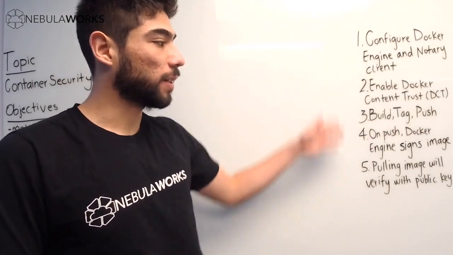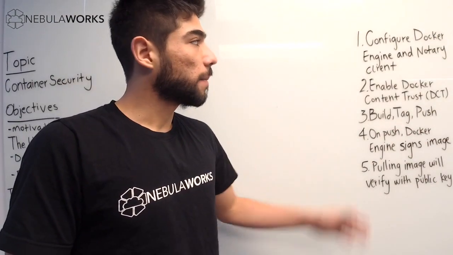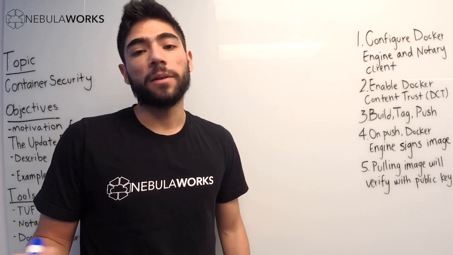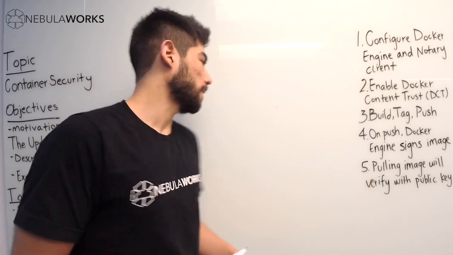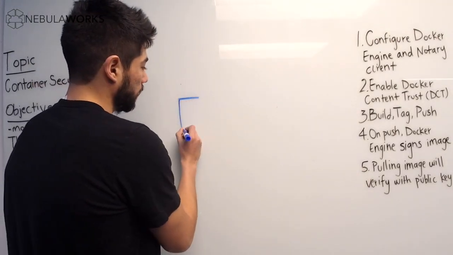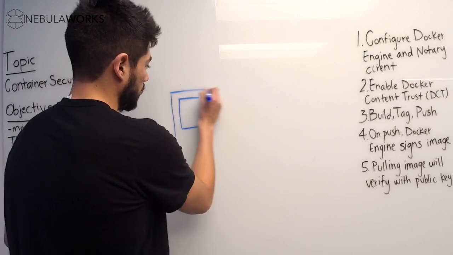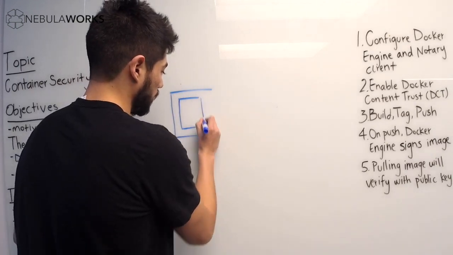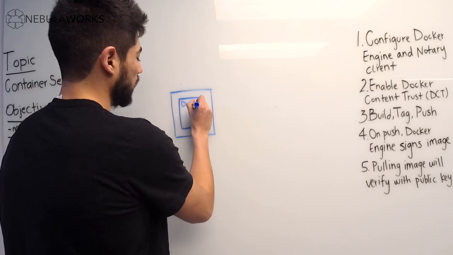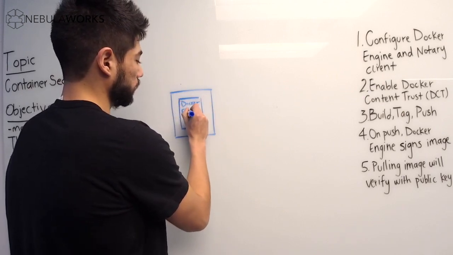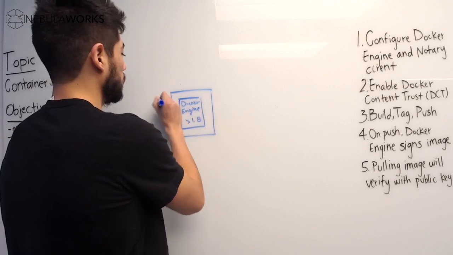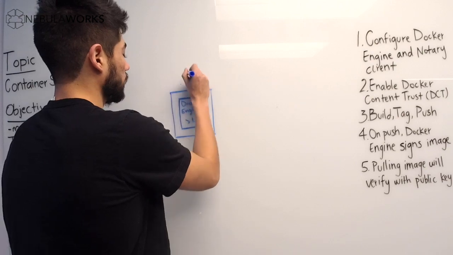So on this side we have a list of things that we're going to be discussing, but at first I'm going to describe some of the components that are necessary in order to integrate Notary with Docker. So first, we have a local workstation that's running the Docker engine, version greater than 1.8, and this is a local workstation that our developers are on.